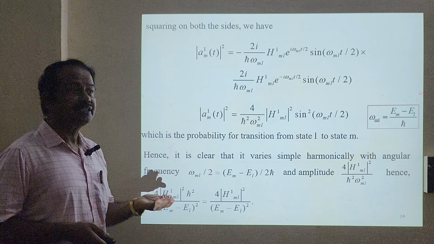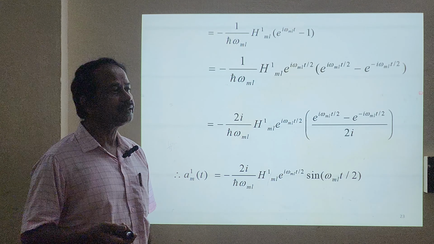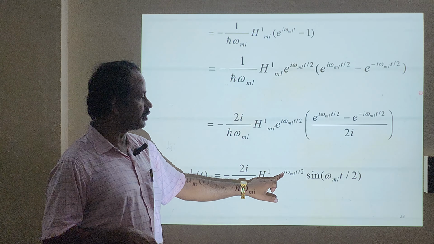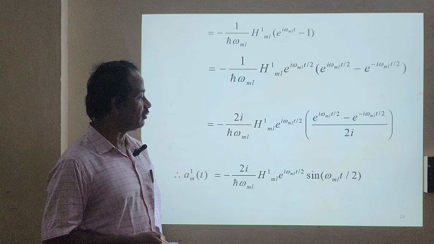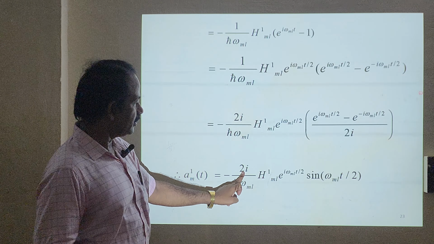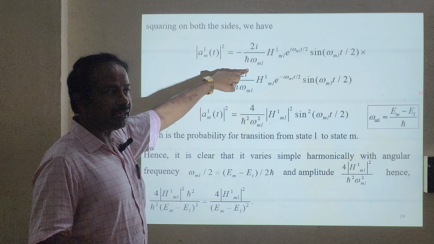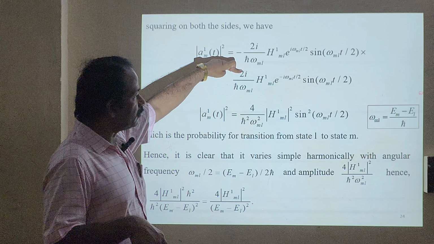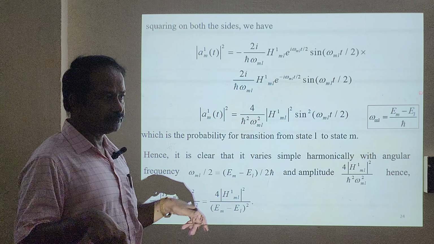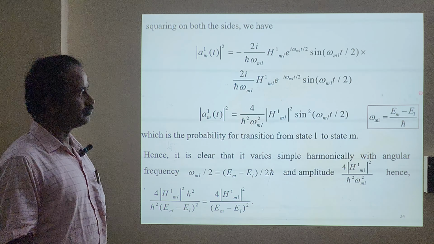So squaring will give you the transition probability. Now we are going to square the term. When you square the term, just take the complex conjugate and multiply. What is the complex conjugate? You are going to change this factor alone: e power i omega ml t by 2 becomes e power minus i omega ml t by 2. And of course we have 2i, and this term is there. So the complex conjugate will give you plus 2i. That will give you i into i squared, minus 1. Only one minus is there, so it will become plus. 2 twos are 4. We have 4 divided by h bar squared omega squared ml, and the constant perturbation will become mod squared, and sine multiplied by sine will give you the sine squared term. Any doubt?